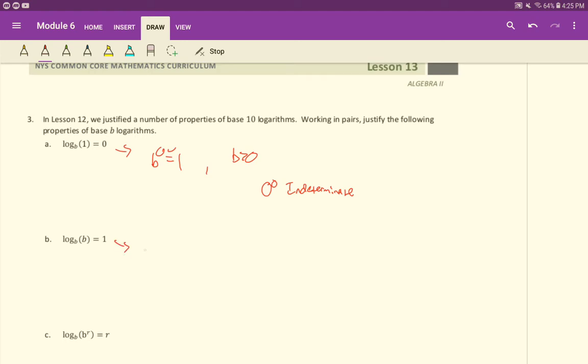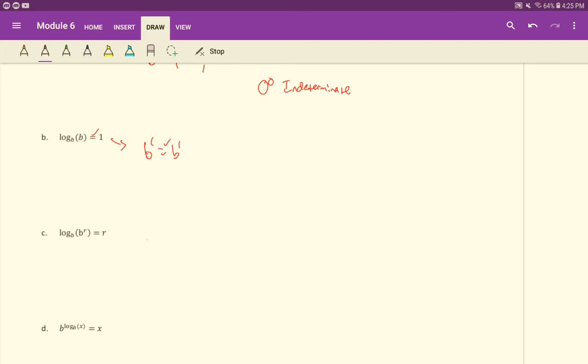Again, rewrite this one in exponential form too. b to the 1 equals b, which of course is true. So that means this is true too. Here I said that was true. I'm here for letter C.